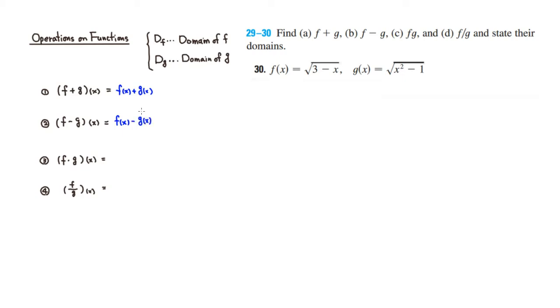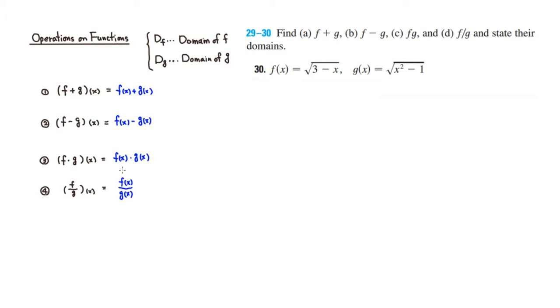And f times g of x is f of x multiplied by g of x, as we expected. And f over g of x is f of x on top divided by g of x. So there's no surprise there.